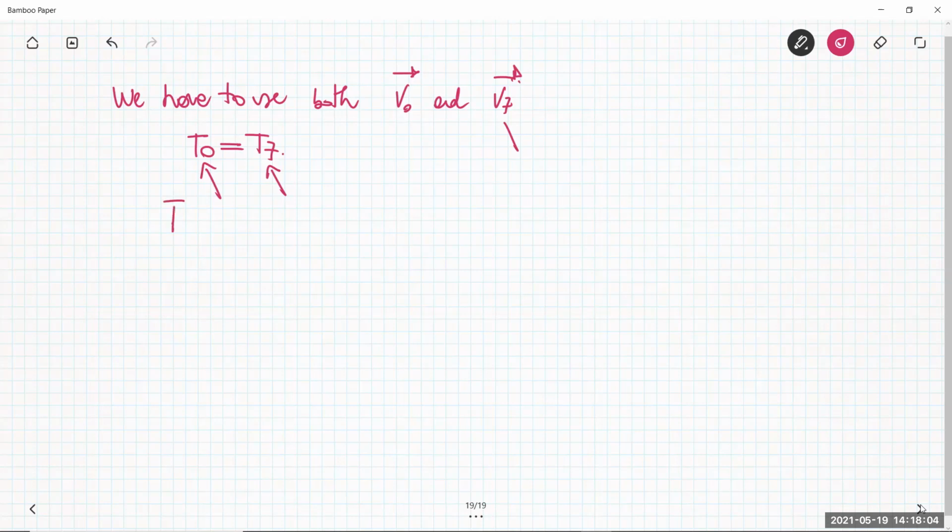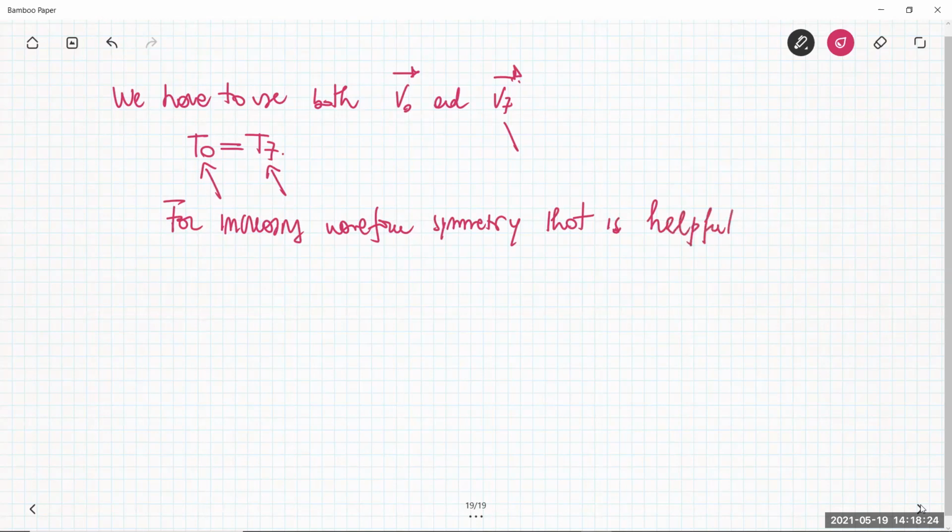for increasing waveform symmetry that is helpful to reduce higher order harmonics.